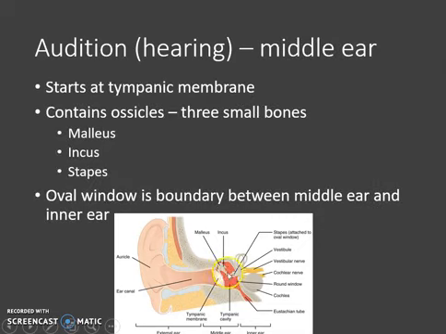The middle ear is located between the tympanic membrane, which is the eardrum, and the oval window of the inner ear. And between those two structures, there are three very small bones called the auditory ossicles. And the three bones that are there in order from external to deep are the malleus, the incus, and the stapes. And then the stapes is in contact with the oval window, which is up against the boundary of the inner ear.